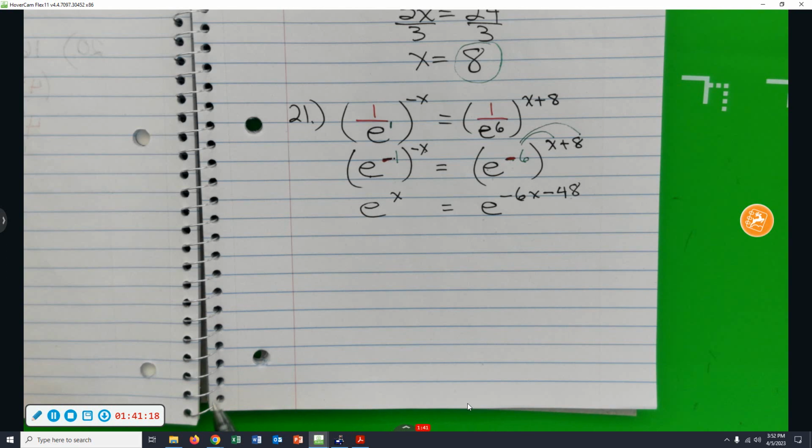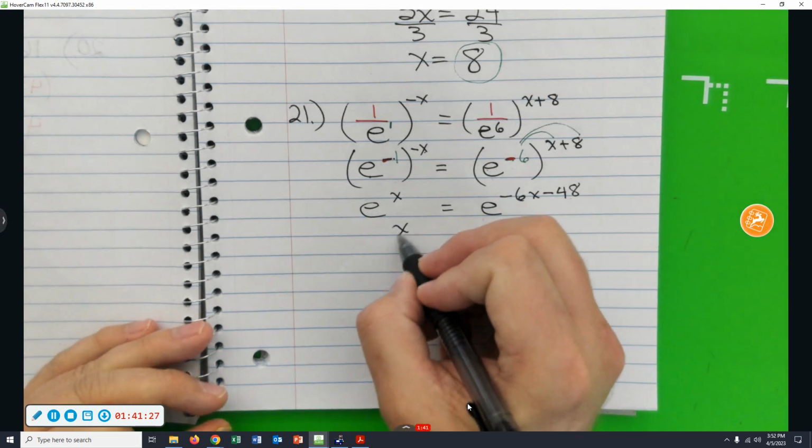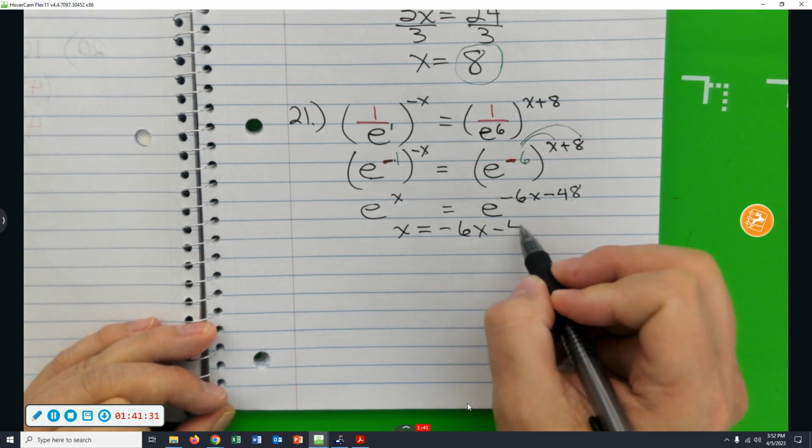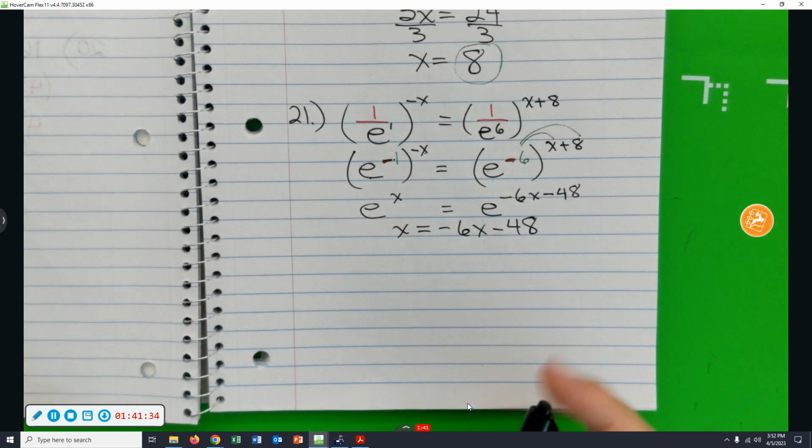And now what can we do once you have the same base on both sides and no parentheses? Drop the base, set the exponents equal. So you have x equals negative 6x minus 48. What do y'all think I'll do?